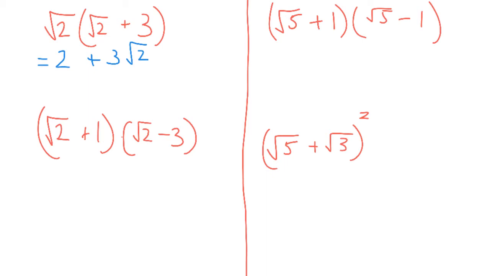All right, so here I've got 4 things multiplying one another. 1, 2, 3, 4. I'm not going to write out the first bracket expander, but you can if you would like. So root 2 times root 2 is just 2.